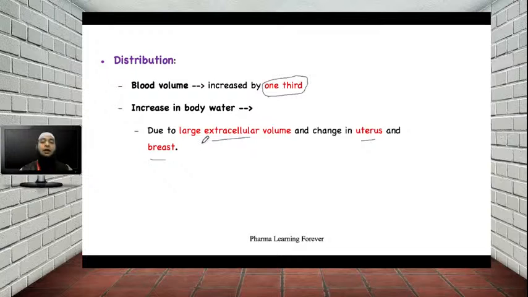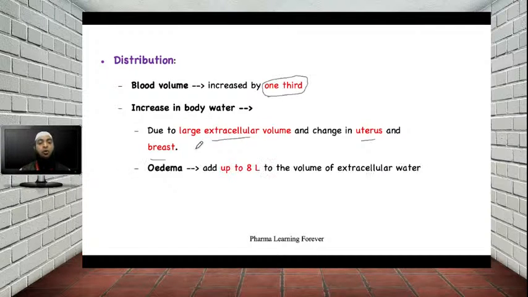Also, the water content in the extracellular compartment is increased in case of pregnancy. So overall, there is an increase in body water in pregnancy due to hormonal changes. So this is one more reason. And when extracellular water increases, this water will move into the extracellular compartment, and due to this movement, the patient may suffer from edema.